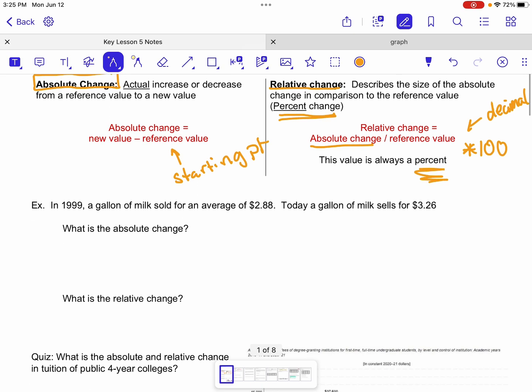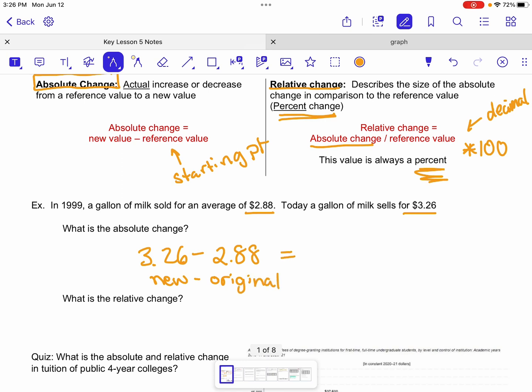All right, so we have a gallon of milk in 1999 that sold for an average of $2.88. Today, a gallon of milk sells for $3.26. I think that might be a little cheap, but we're going to go with it. We want to find the absolute change and then the relative change in cost. Absolute change is the actual dollar change over that time period. So I would take my new value, the $3.26, and subtract my $2.88, the starting value. So it's the new minus the original, and that's going to get me my absolute change.